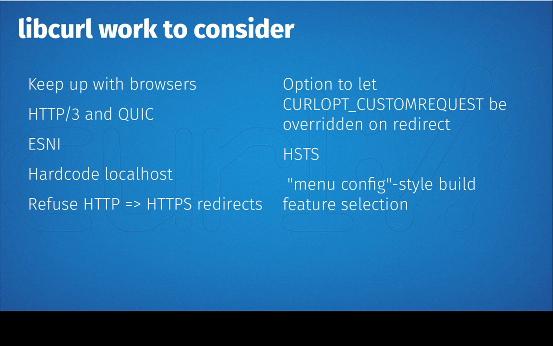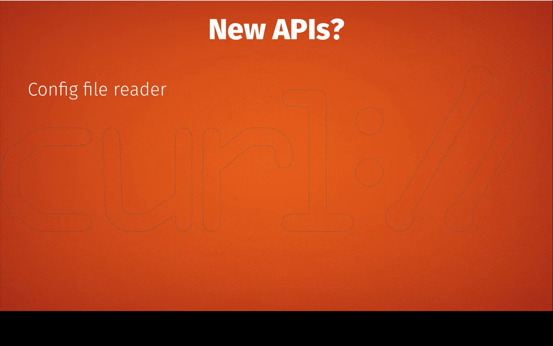So I'm considering doing something about it. And then we got this fun, interesting suggestion the other day about maybe we should introduce config file reading support as an API. I don't think it really is a libcurl thing. Maybe we should have a separate library for that. Maybe not. The option is now just part of curl though?